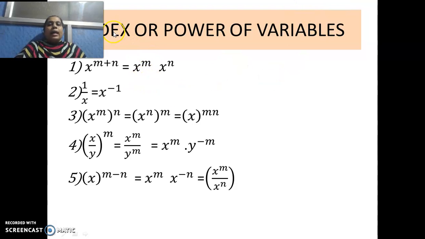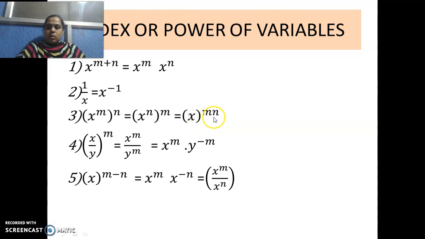Now index or power of variables. First one, x raised to m plus n. We can separate it as x raised to m into x raised to n. 1 upon x goes to x raised to minus 1. Then x raised to m, bracket, raised to n: we can change it so that n is outside the bracket and m is inside.